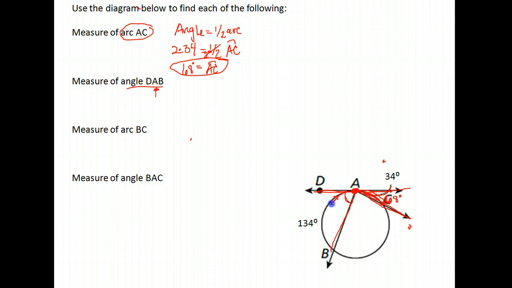Well, we can see the arc that it creates is 134 degrees, and we know that since we have a vertex on the circle for an angle, the angle is equal to 1/2 of the arc. We do not know the angle. We're trying to find angle DAB, but we do know it's half of that arc it creates, which is 134 degrees. So all we have to do is 134 divided by 2, and we know that angle DAB is 67 degrees. Okay, so again, this angle in here is 67.